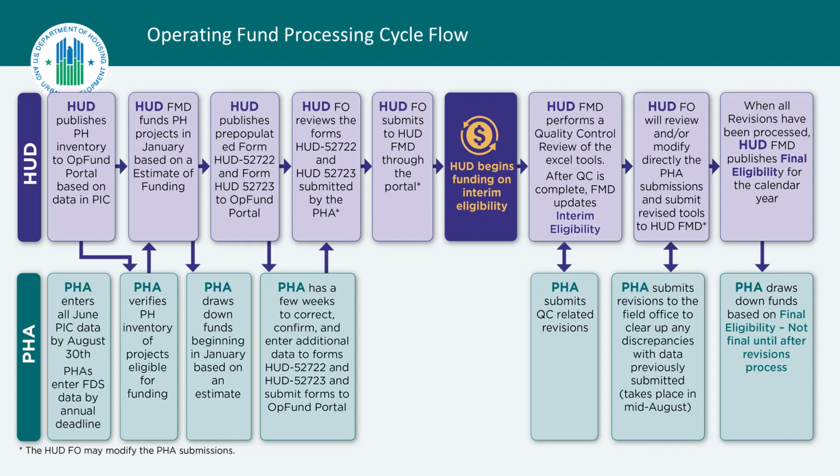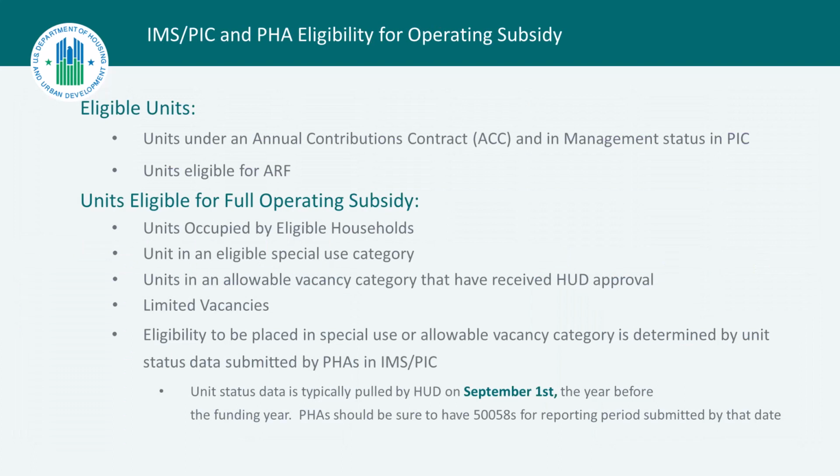In the beginning of the funding year, before HUD collects operating subsidy forms for each project, HUD funds PHAs based on an estimate of funding eligibility. Usually HUD bases this estimate on the same data it uses to pre-populate the 52722 and 52723. Once the operating subsidy forms are collected, HUD will base its funding on the eligibility identified in those forms. HUD refers to this as funding based upon actual eligibility.